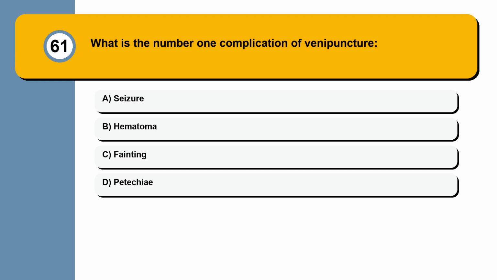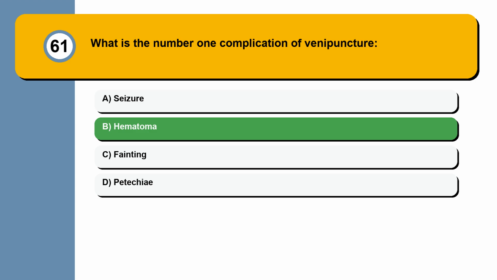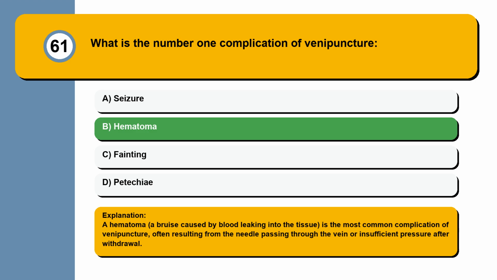Question 61. What is the number one complication of venipuncture? Here are your options. Option A, seizure. Option B, hematoma. Option C, fainting. Option D, petechiae. The correct answer is option B, hematoma. Explanation. A hematoma, a bruise caused by blood leaking into the tissue, is the most common complication of venipuncture, often resulting from the needle passing through the vein or insufficient pressure after withdrawal.